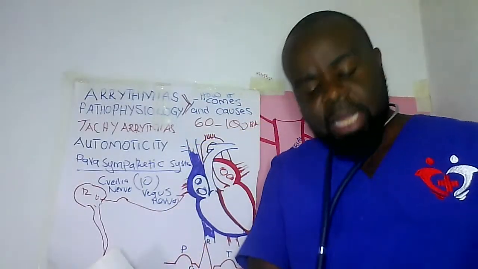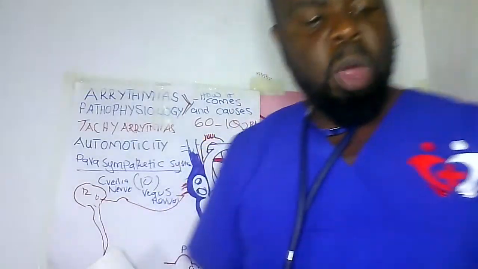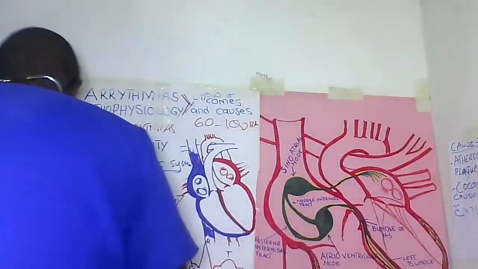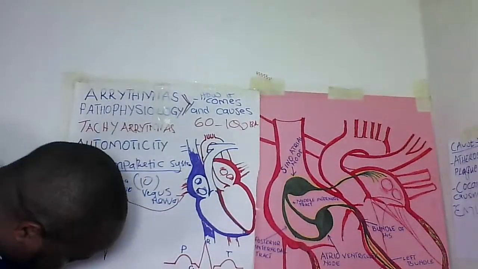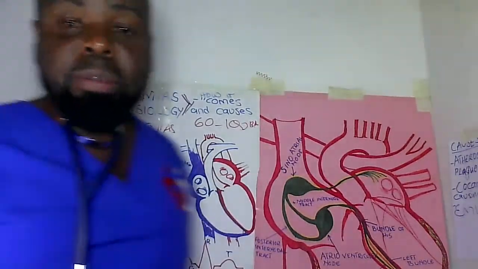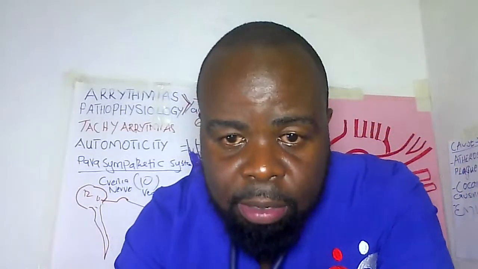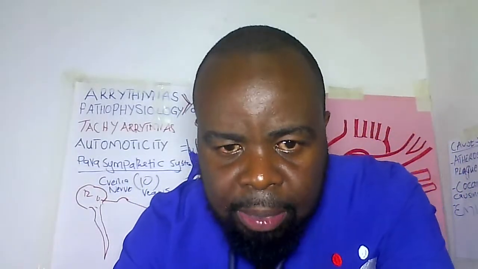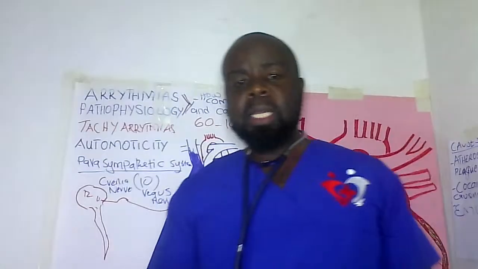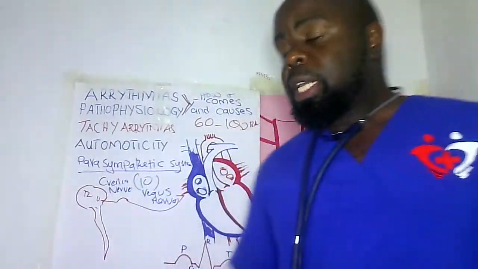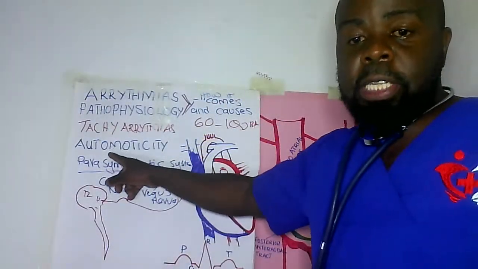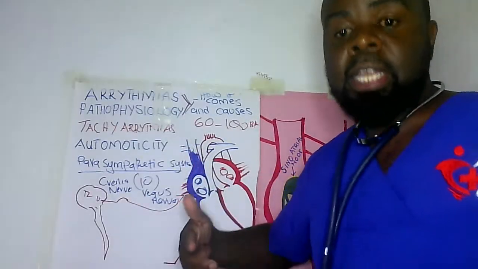So the parasympathetic nervous system is one that helps so much when it comes to relaxation. What does that mean? There are some normal things in life that will make your heart beat slow. Let's start with bradycardia, slow beating. Slow beating means reducing the automaticity, the automatic way of the heart beating.